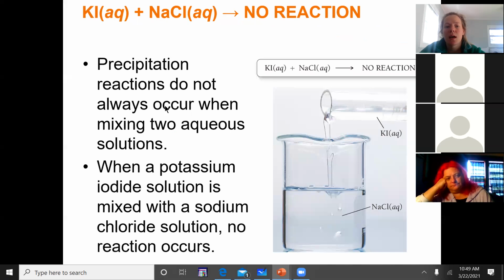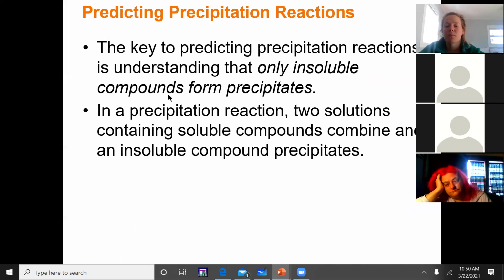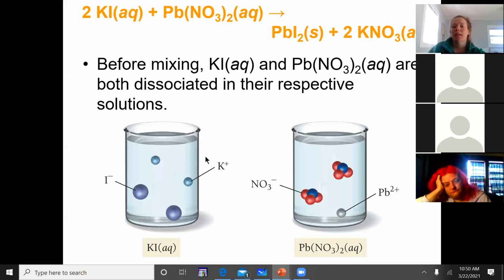How this looks, this reaction wouldn't form. This is a non-reaction. We have something aqueous combining with something aqueous, and none of the possible options would form any sort of precipitate, so we would call that no reaction. We'll stop there. We'll get more into precipitate reactions and how to look at them on Wednesday.